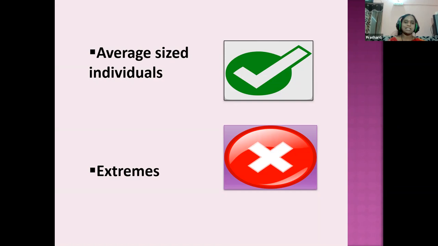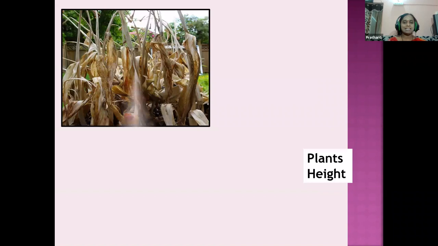When you take plants height, so in certain areas, small plants may not grow or may dry up because they may not get enough sunlight.